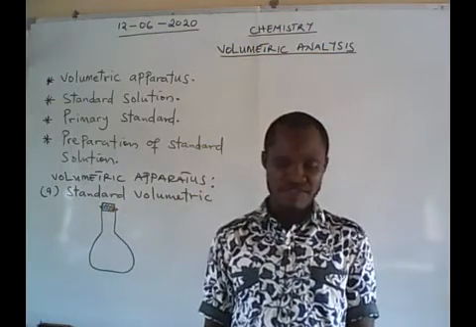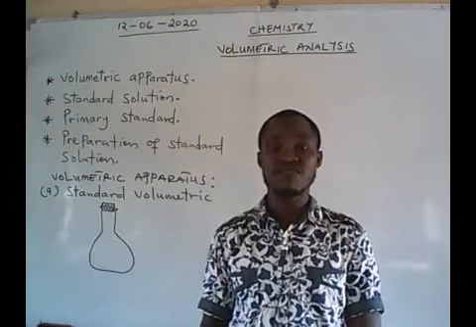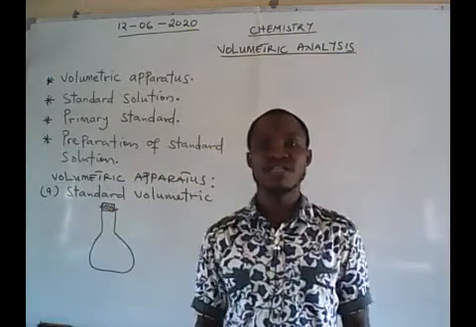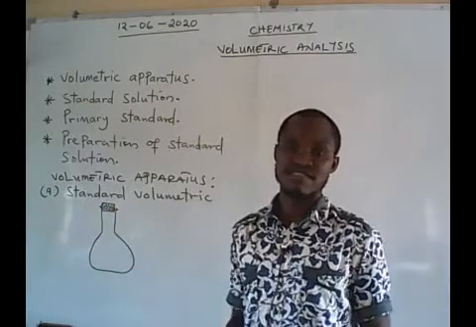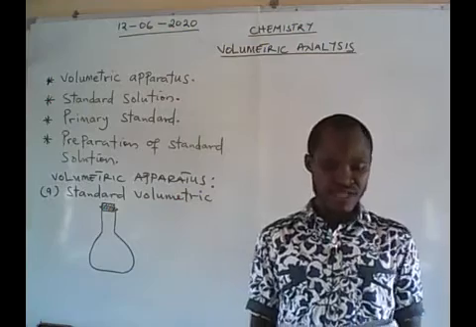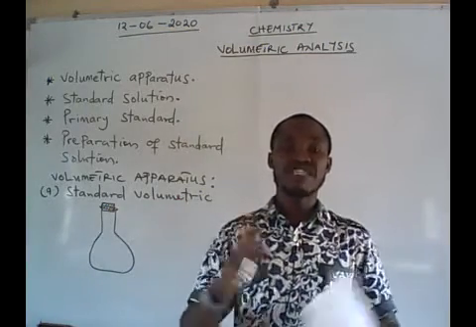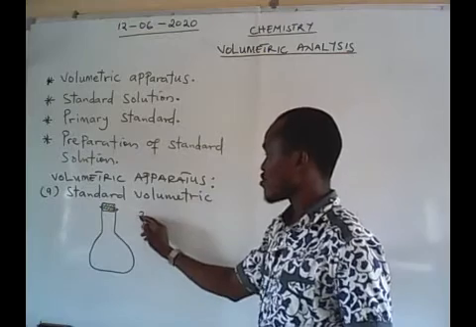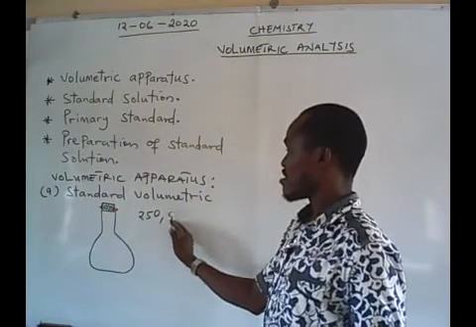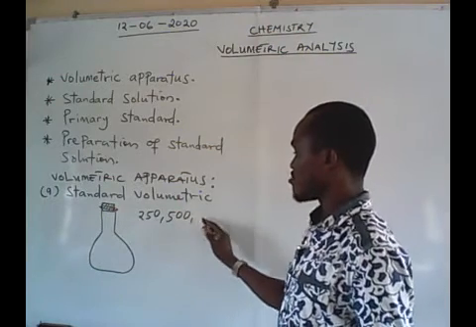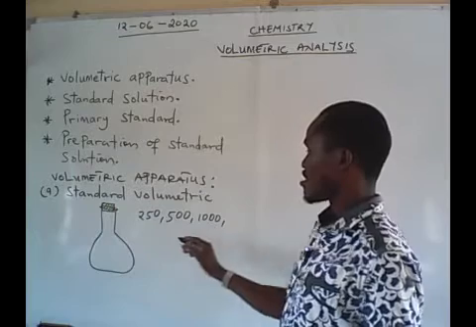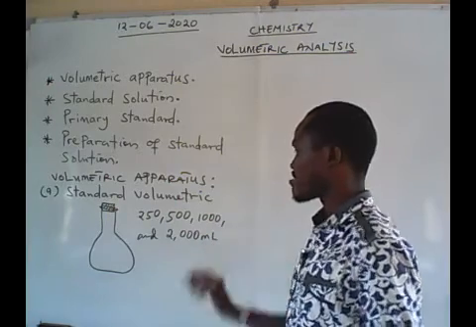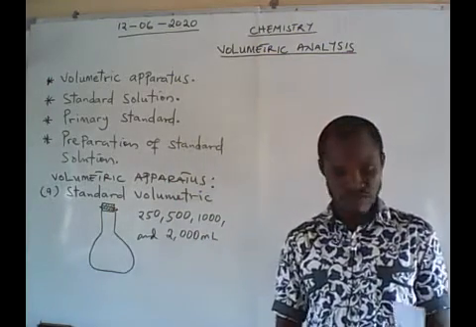So the standard volumetric flask is used to prepare a standard solution to a specific volume. Any solution you want to prepare to a specific volume, you make use of the standard volumetric flask, which is something like this. Then we also have the standard volumetric flask in different capacities. You can have 250 ml capacity, 500 ml capacity, 1000 ml capacity, and also 2000 ml capacity. So all these capacities are available for us to use.